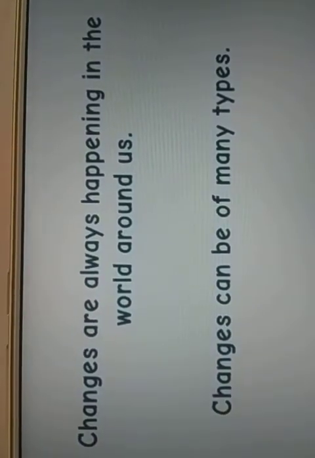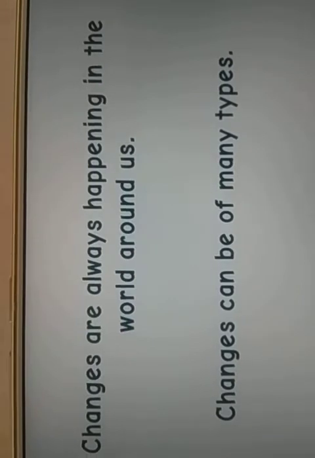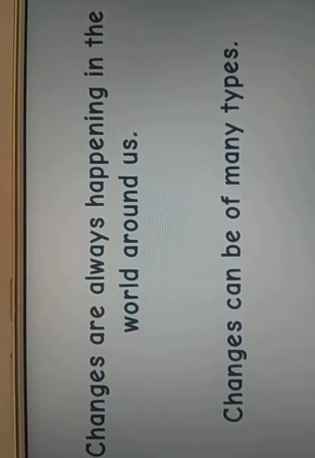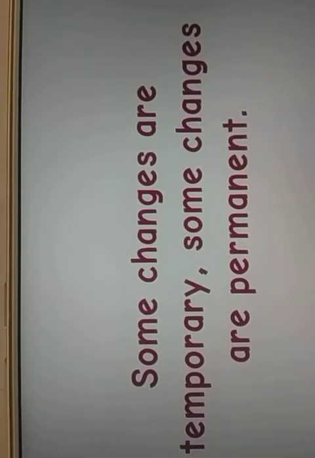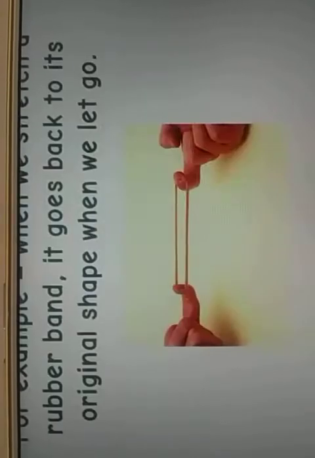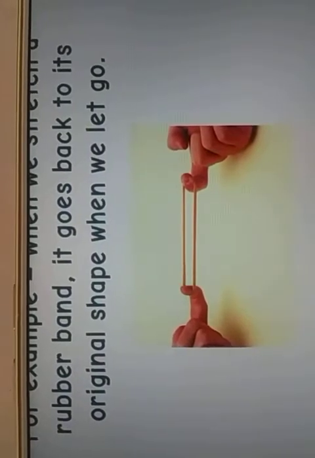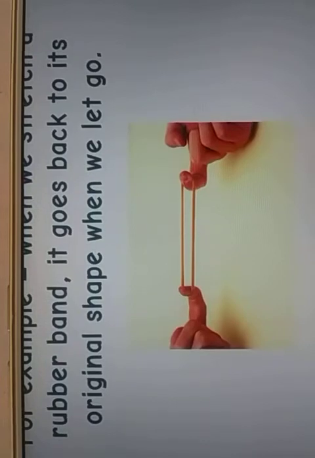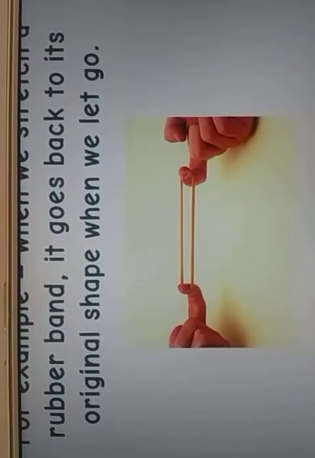Changes are always happening in the world around us. Changes can be of many types. Some changes are temporary, some changes are permanent. For example, when we stretch a rubber band, it goes back to its original shape when we let go. So, that is a temporary change. But when we burn a paper, it changes to ash forever. So, that change is permanent.